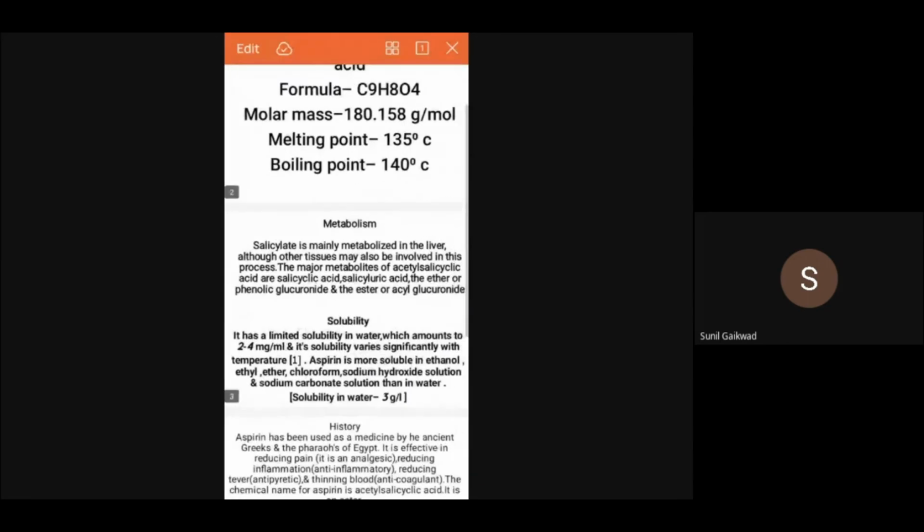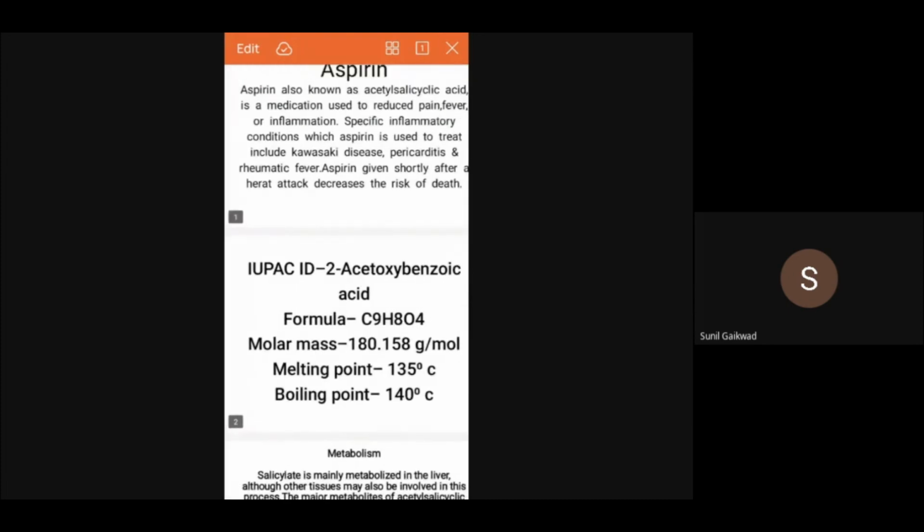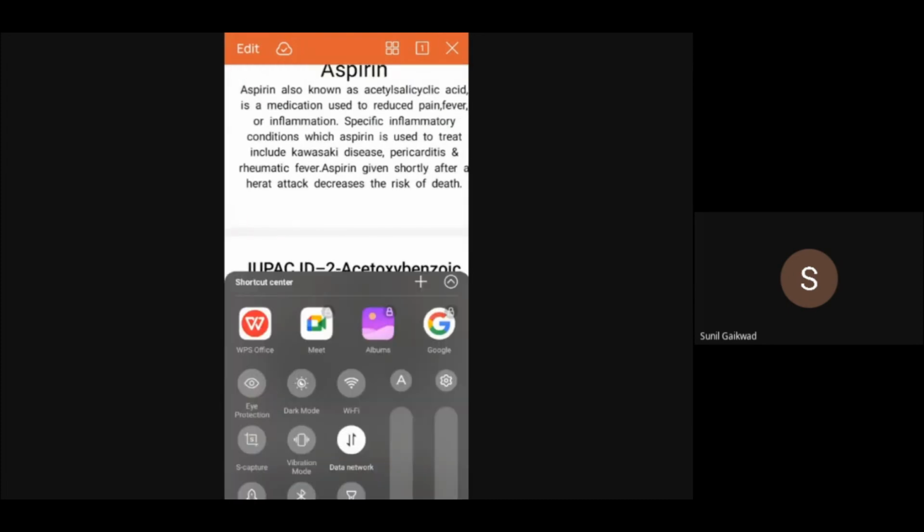And the other information about aspirin: the side effects of aspirin are conditions of excess stomach acid secretion, irritation of the stomach or the intestines, nausea, vomiting, heartburn, and stomach cramps. And it is harmful to your body to use aspirin without a prescription. Thank you, sir.